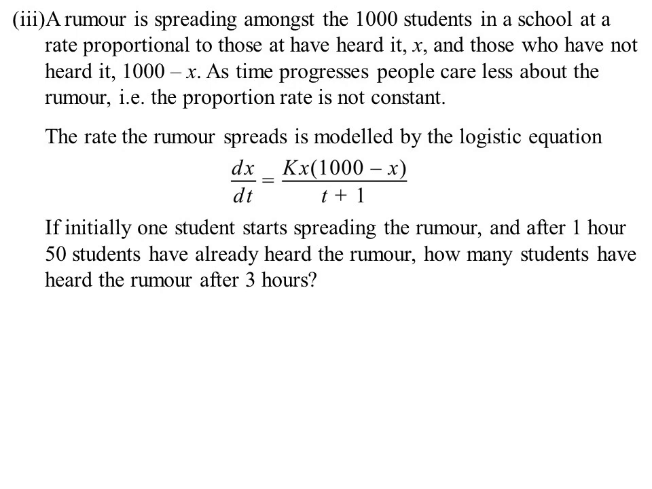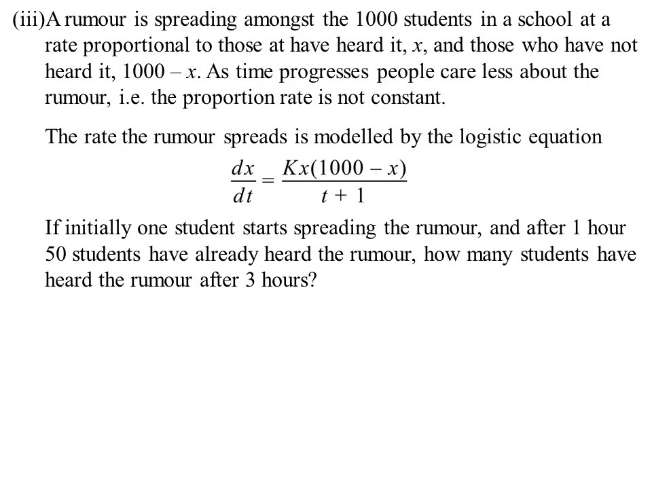As time progresses, people care less about the rumour. So the proportion rate is not constant, because that's what happens with rumours. That's what goes on, we don't care. So the rate the rumour spreads can be modelled by this logistic equation. dx/dt is equal to some constant k times x(1000 minus x) over t plus 1. Now if initially one student starts spreading the rumour, because that's how it starts, after 1 hour 50 students have already heard the rumour because they were using their phones in class and they shouldn't, and it's got out there.